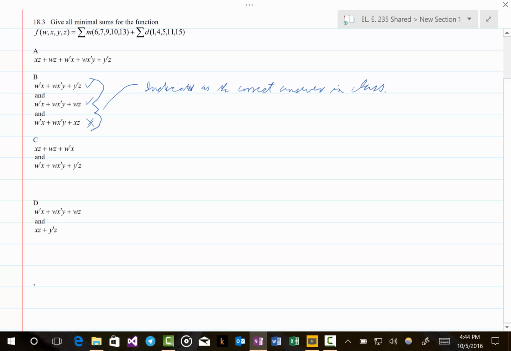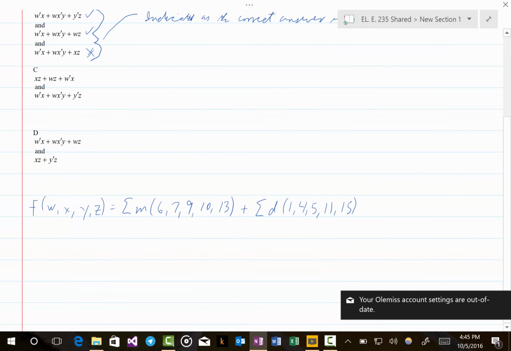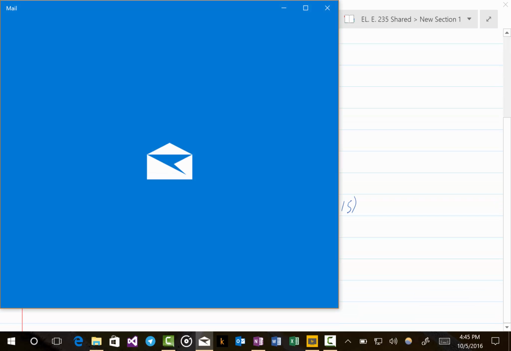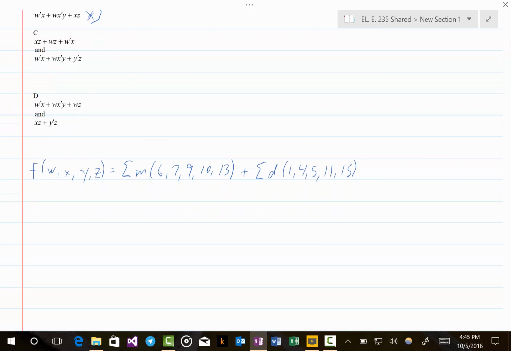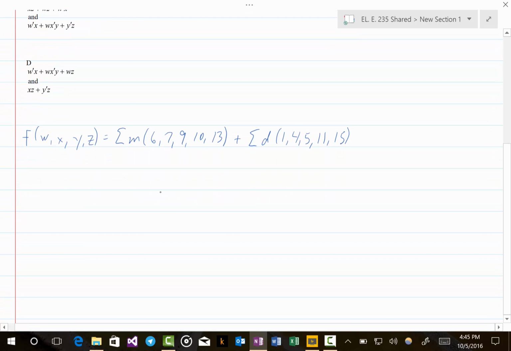So let's go ahead and solve this problem together now. We have f of w, x, y, and z is equal to the sum of the minterms 6, 7, 9, 10, 13, plus don't care conditions in cells 1, 4, 5, 11, and 15. So let's go ahead and draw the Karnaugh map for this problem.